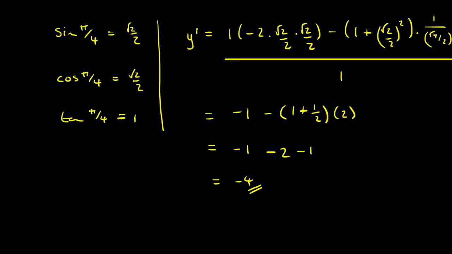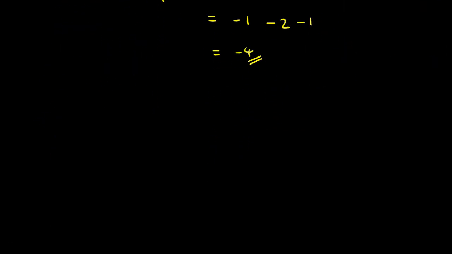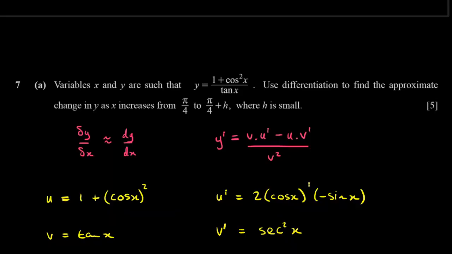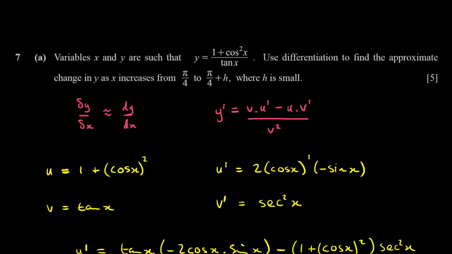So we can go all the way back to our beginning, where we say that delta y over delta x is approximately equal to dy dx. And so therefore delta y is approximately equal to dy dx times by delta x. Now in this case, what is our approximate change in x? If we go and look at our question, our approximate change in x is just called h. That is the small increase in x.